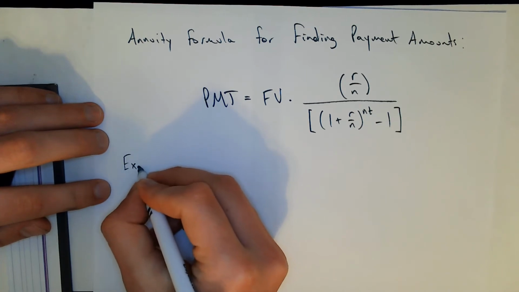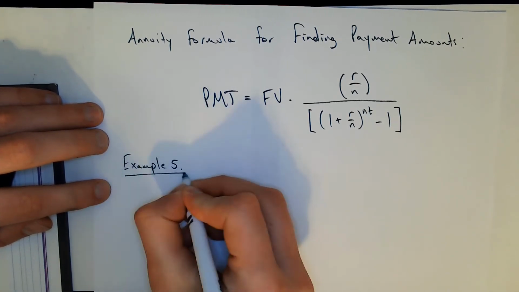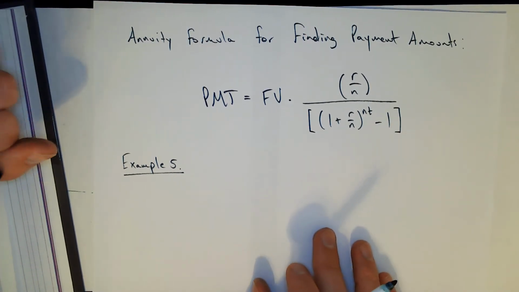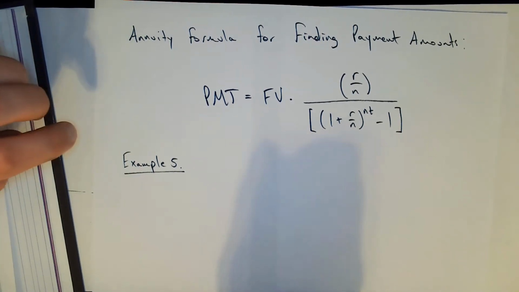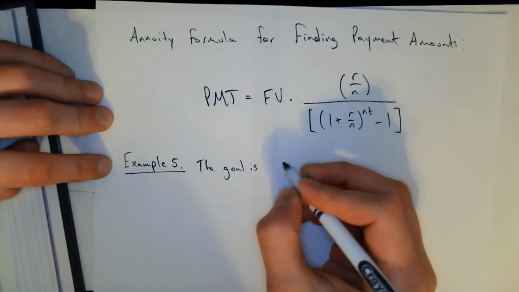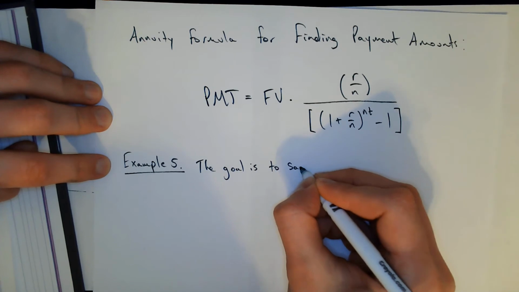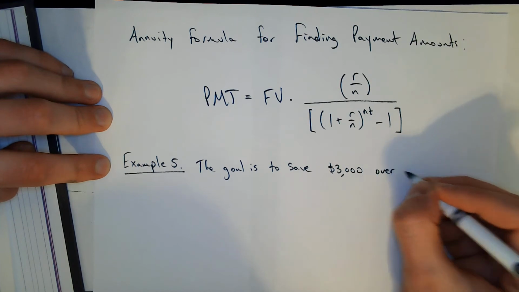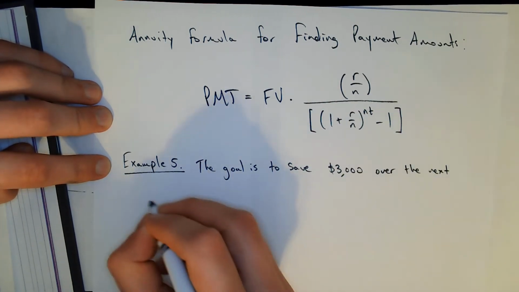So this is example 5 in the text. I skipped example 4 and instead talked in detail about the Johnny versus Kurt thing. So you can go back and work example 4 if you'd like. It's very similar to the previous example 3. So example 5 says, suppose you'd like to save enough money to pay cash for your next computer. Okay, so let's say the goal is to save $3,000 over the next 3 years.